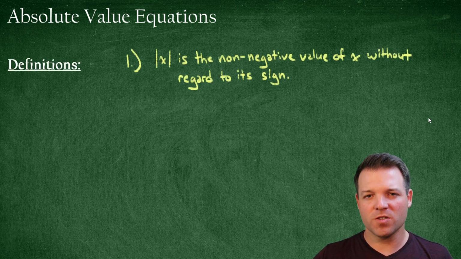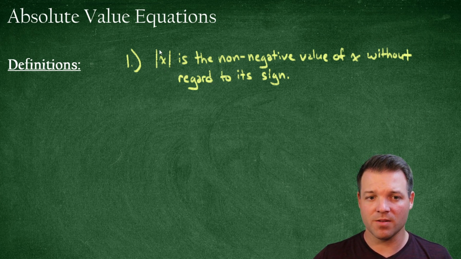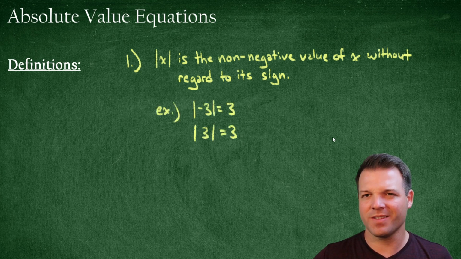The first one is probably the simplest one, and it says that the absolute value of x, and by the way, the absolute value symbol are these little pipes, if you want to call them, or vertical lines. But anyway, the absolute value of x is the non-negative value of x without regard to its sign. So let's go ahead and take a look at an example of what that's trying to say.